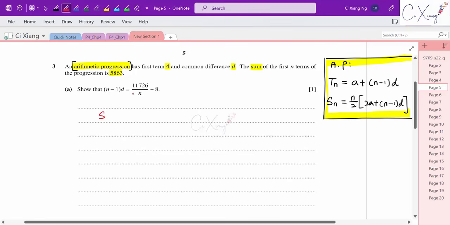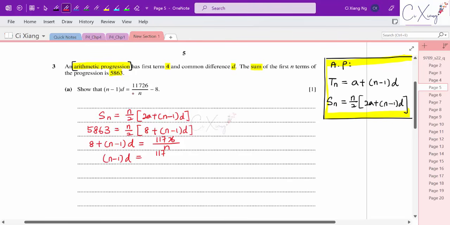Our general formula will be Sn equals n over 2, (2a plus (n minus 1)d). The value for Sn is 5863. And what I know is that the value for a is 4. So 4 times 2, I will have 8. I think it is quite easy if you try to rephrase everything here. I will have 11726 over n, and if I move the 8 over, then I will get the answer they want us to show successfully.